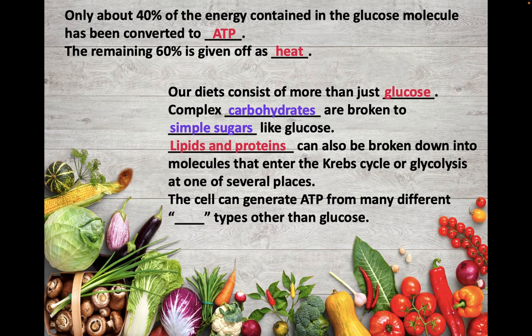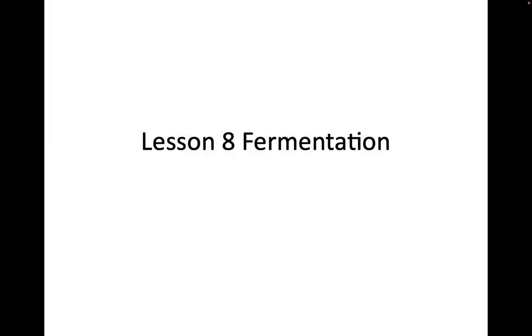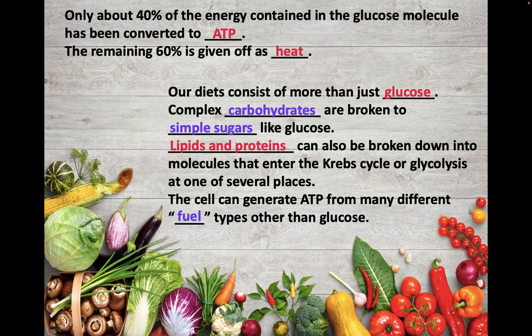The cell can generate ATP from many different fuel types other than glucose. Keep in mind, if you are eating too many sugars, your body is taking those sugars and turning them into fats for storage. Your body will use your carbohydrates first, but once the carbohydrates are gone, it's going to start using the lipids and proteins for energy. So think about it as if you're working out trying to build muscle: you need to have some sort of energy to be turned into the muscle. If you don't have it, then it's going to start breaking down your lipids and your muscle, because it needs the energy.